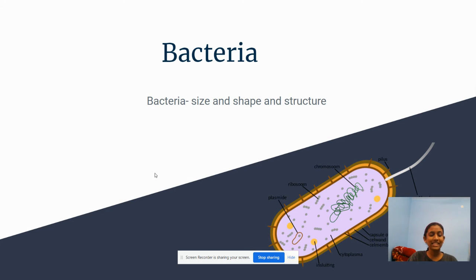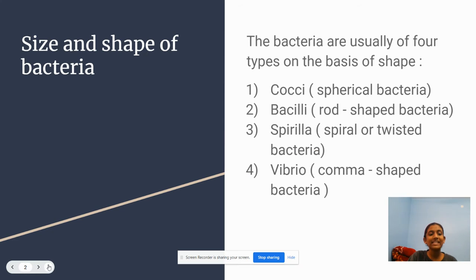Let's go to the slides and let us understand about the size and shape of bacteria. So basically, on the basis of shape, bacteria are usually of four types. First, you can see cocci. So cocci is a spherical shape bacteria. Okay, so sphere is a solid shape, everyone knows. So it's in the shape of a sphere.